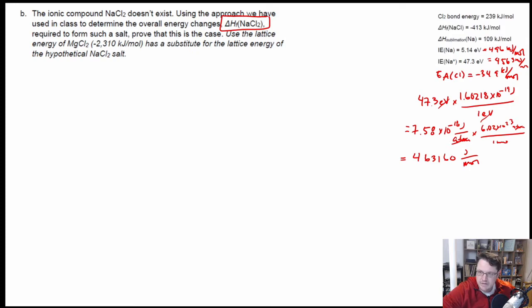So yeah, we have this right here. Then the thing we would want to do is the same setup that we did before. Another thing to point out is that we're not going to be using the delta H of formation of sodium chloride. We're calculating the delta H of formation, but in terms of the lattice energy, I didn't copy that over. We're going to be substituting in the lattice energy of magnesium chloride.